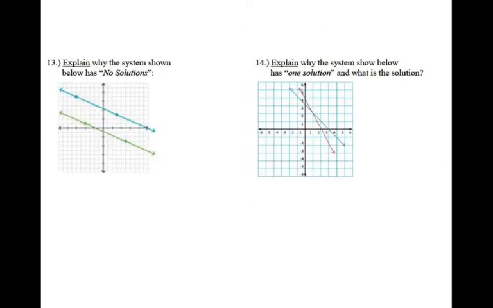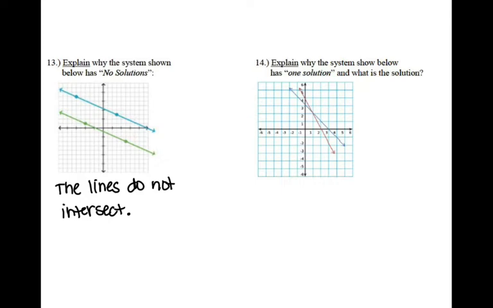Okay, number 13, explain why the system shown below has no solutions. That is because the lines do not intersect. In order for a system to have a solution, the two lines have to intersect, and these two lines do not intersect, so they do not have any solutions.